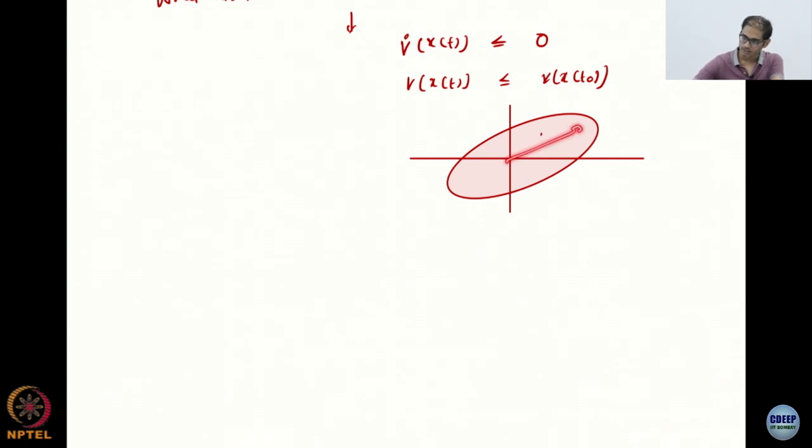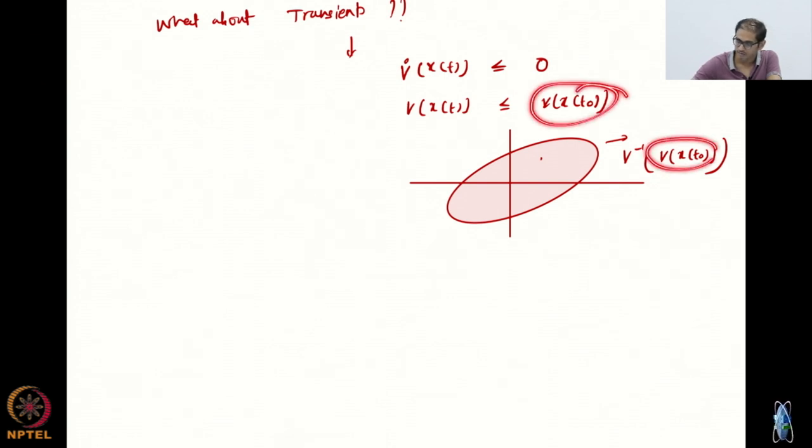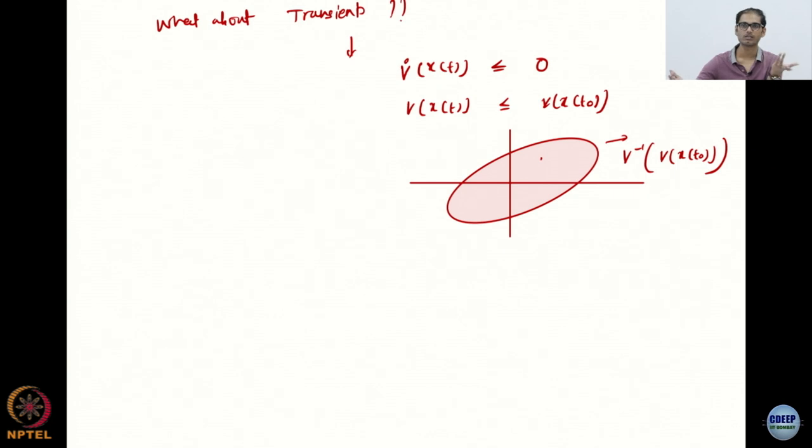So this is your ellipsoid that is governed by this. It's a weird notation, but all I'm saying is if you compute V of x t0, it's some constant value, because V maps to scalars. And if you take V inverse of that, this is the shape you might get. You could get some other shape also. I'm not saying it has to be an ellipsoid, but it is some closed set, because it's an inverse of some constant.